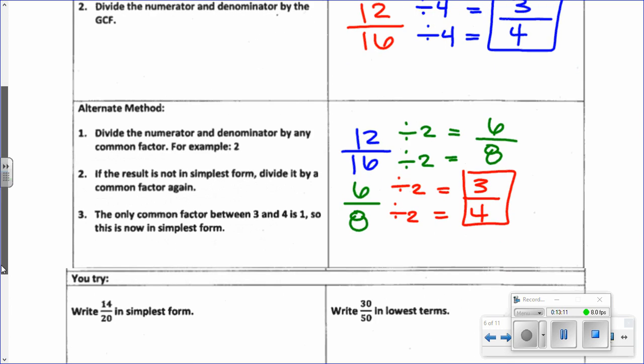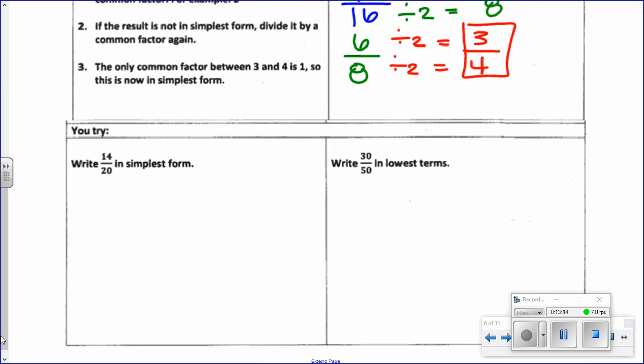All right, so now what I want you to do is pause the video, and I want you to try these at the bottom. So we have 14/20 and 30/50, and I want you to reduce those, and you can do it however you want. So just take a minute, pause the video, use this time to try to figure it out on your own, and then when you unpause the video, I'll give you the answers and you can check your work. All right? Okay. All right. Welcome back.